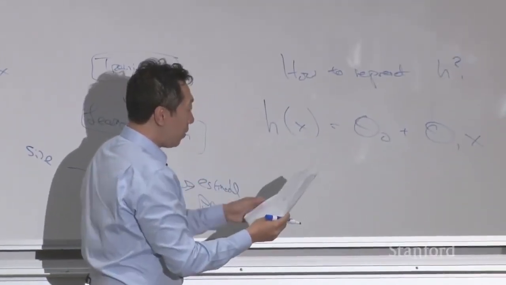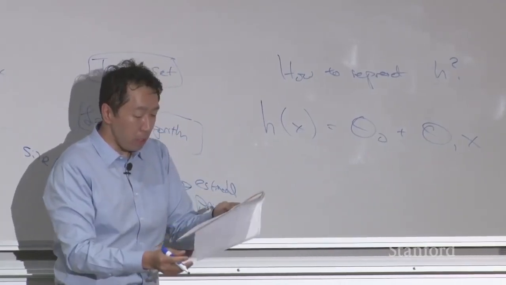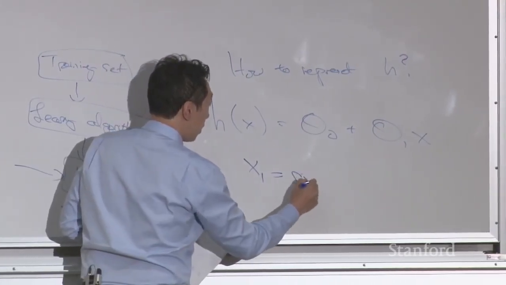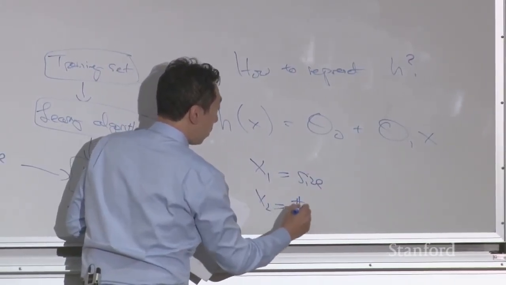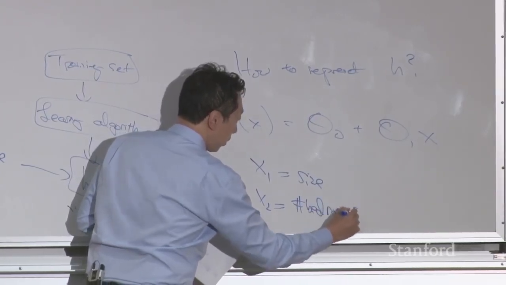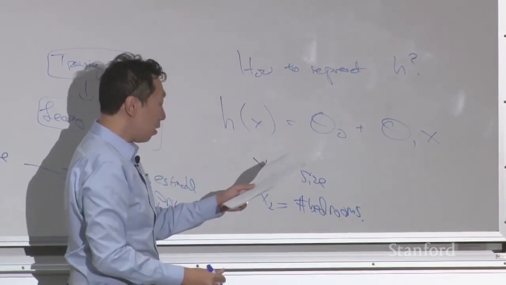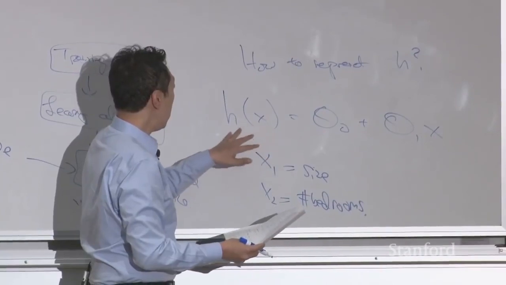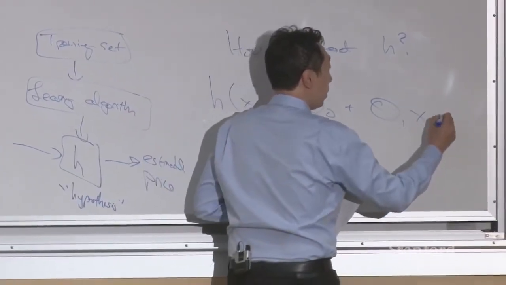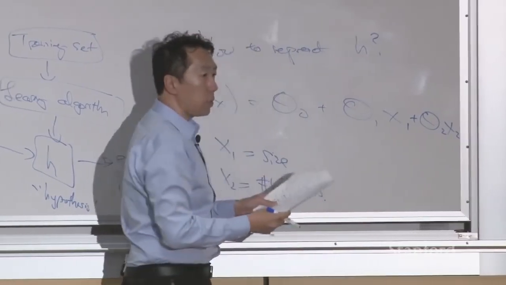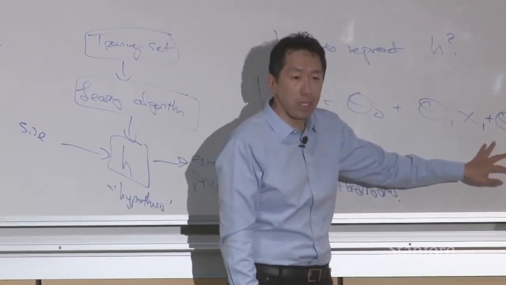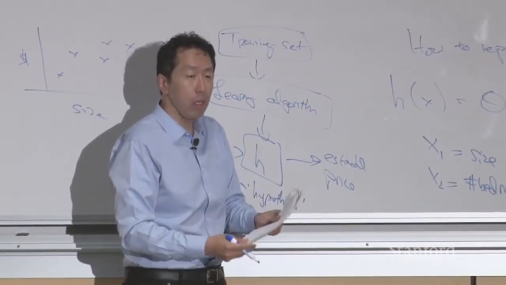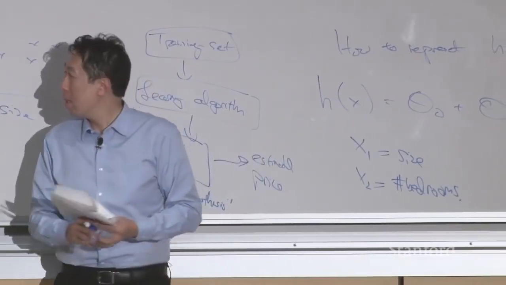So more generally, if you know the size as well as the number of bedrooms in these houses, then you may have two input features where x1 is the size and x2 is the number of bedrooms. I'm using the pound sign bedrooms to denote number of bedrooms. And you might estimate the price of a house as h of x equals theta 0 plus theta 1 x1 plus theta 2 x2, where x1 is the size of the house and x2 is the number of bedrooms. Okay?